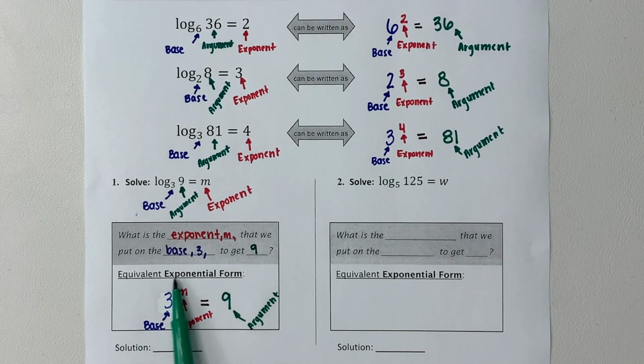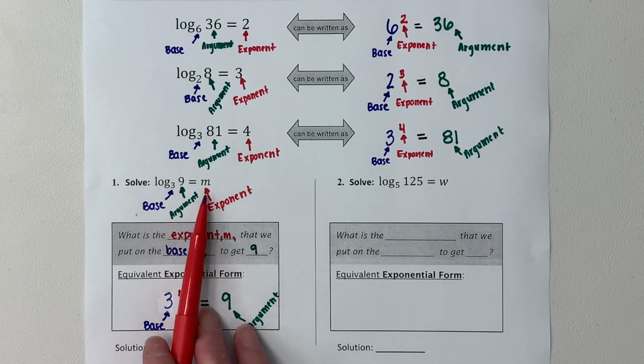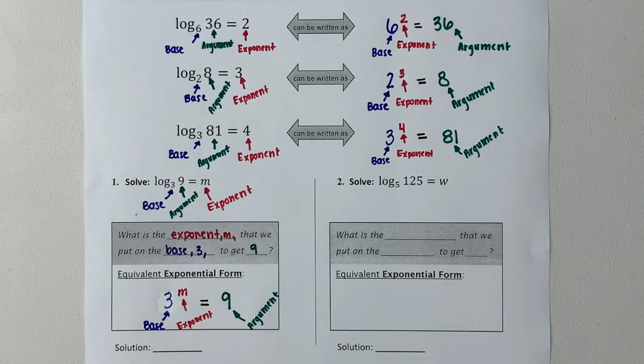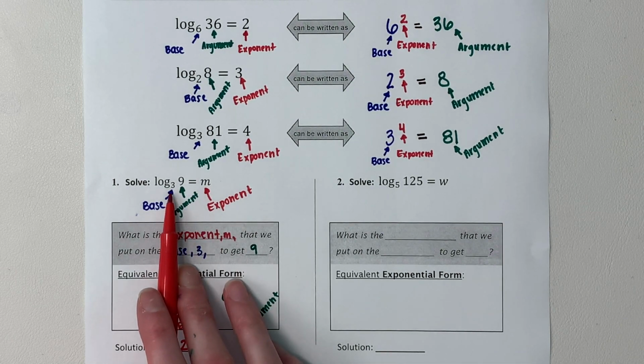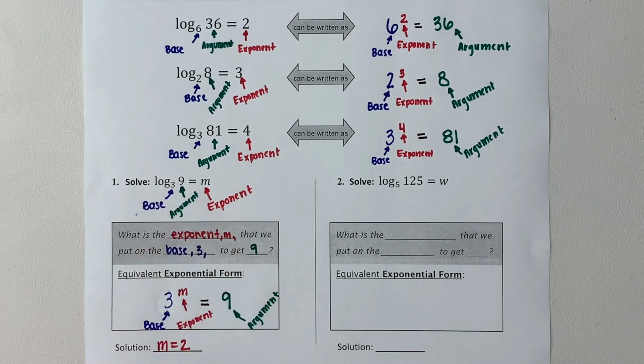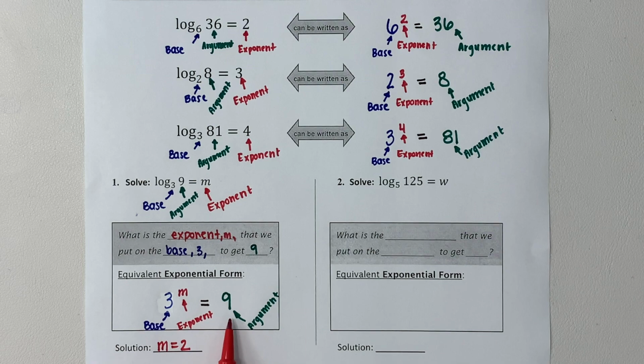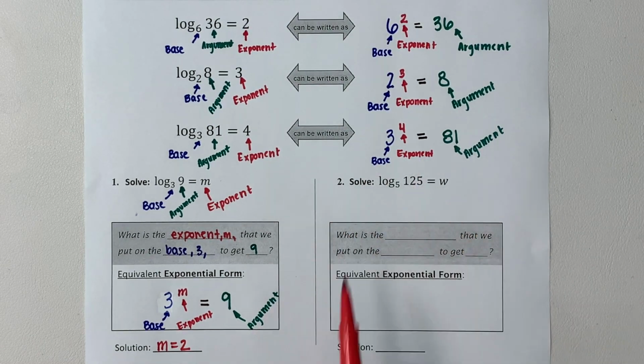The exponential form is asking, what is the exponent m that we need to put on the base 3 to get 9? That matches exactly what we wrote here for the logarithmic form. So whether we write the expression in logarithmic form or exponential form, either way, the answer is that m is equal to 2. Because 2 is the exponent we need to put on the base 3 to get the answer 9. Or here we can see 2 is the exponent we need to put on the base 3 to get the answer 9. Let's take a look at example 2.